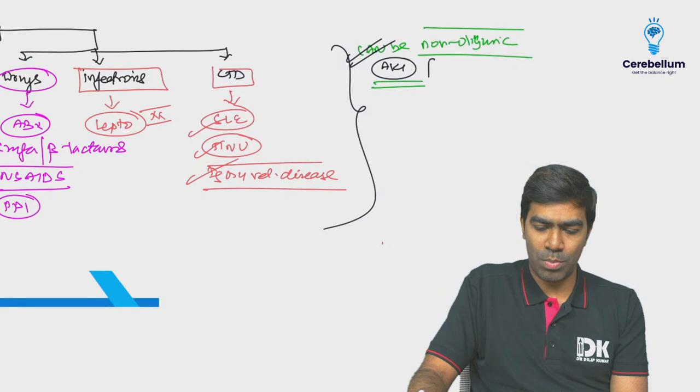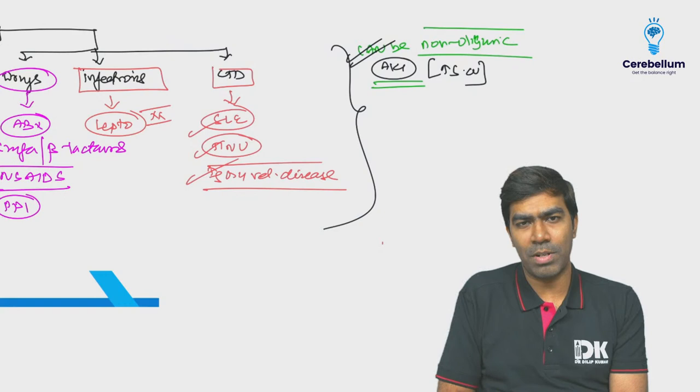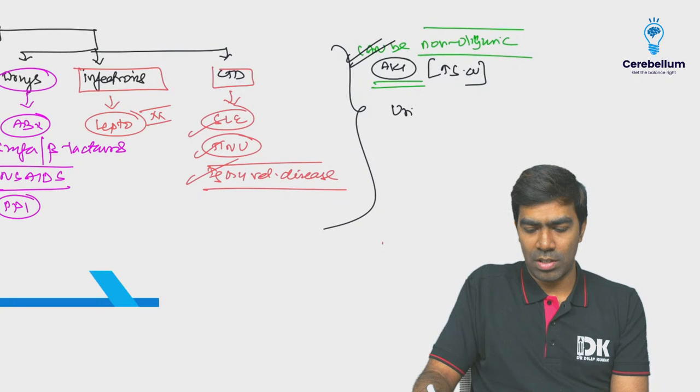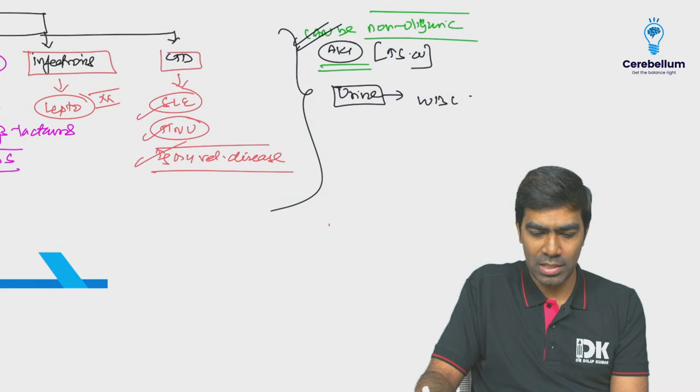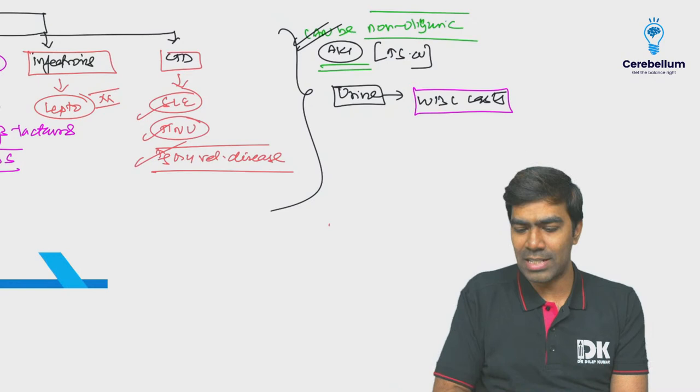And patients can have other symptoms depending on the underlying cause. And patients will have casts in the urine. What type of casts in the urine? They are going to have WBC casts, white blood cell casts. This is a very, very important clue.